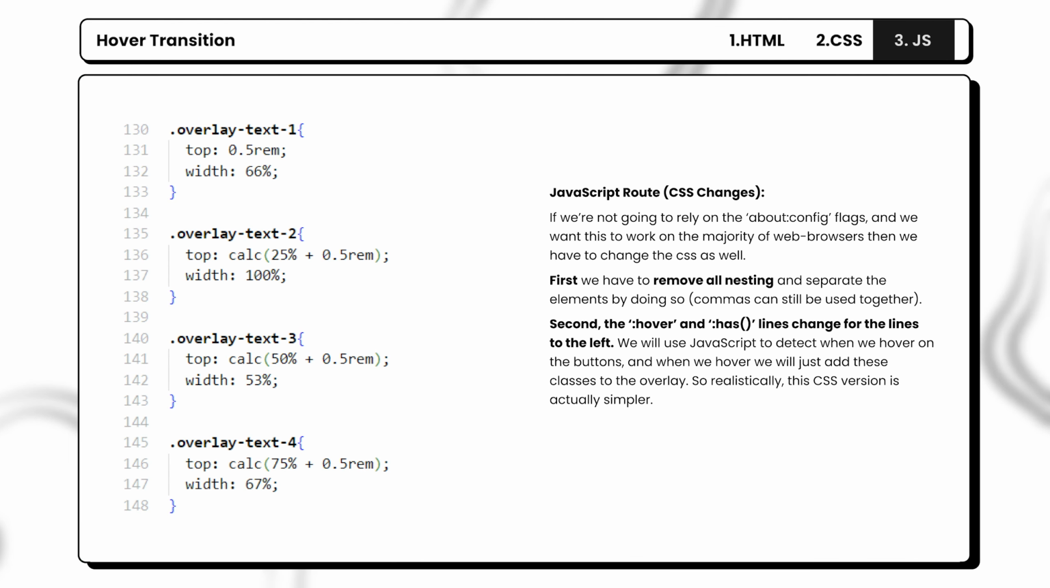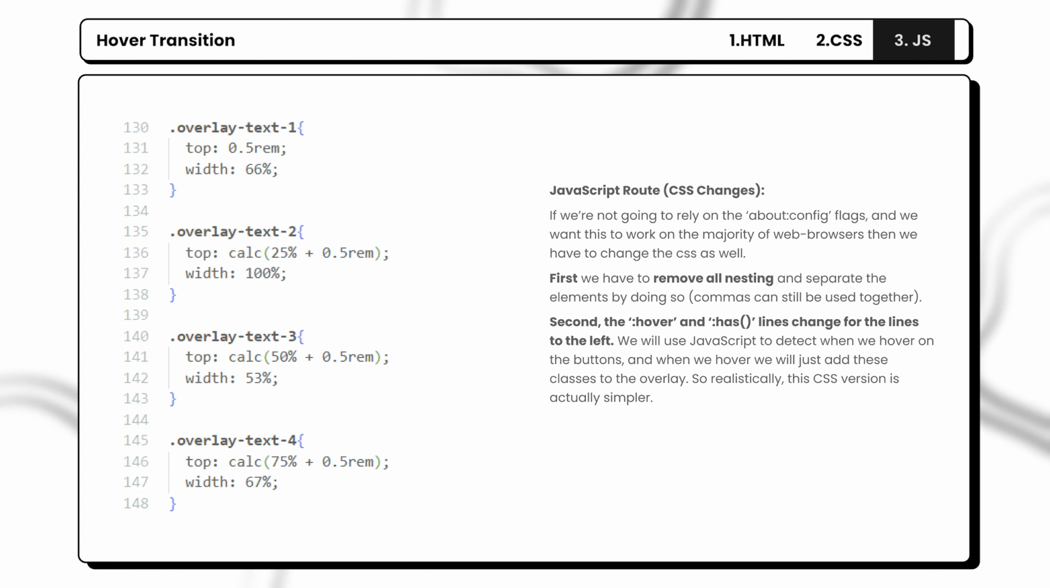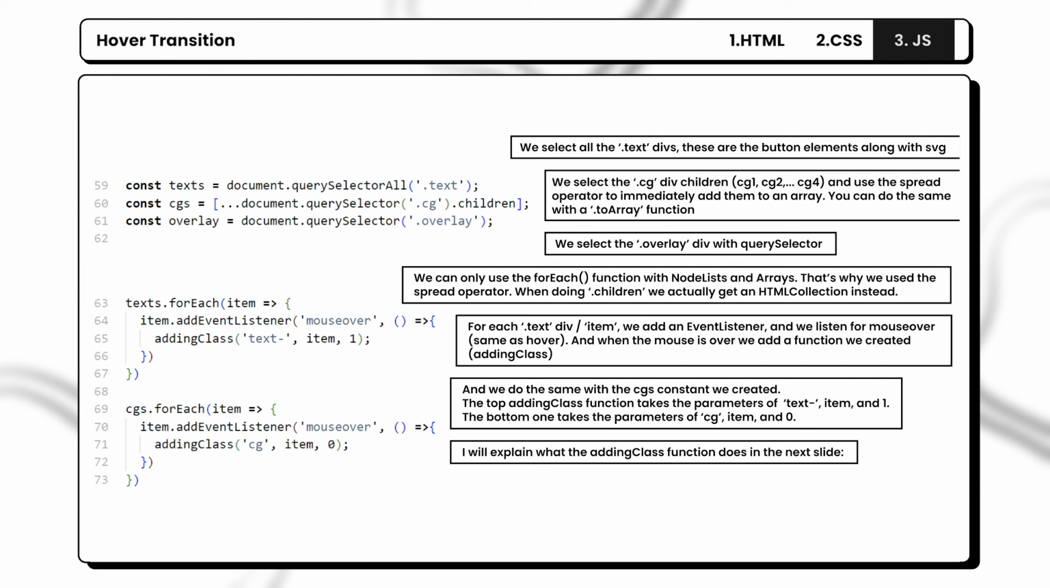rid of the nesting in CSS, and with JavaScript we will add event listeners to detect when the mouse hovers over the buttons, and when that happens it will add a class to overlay, and this class will move overlay in the right position when we hover.